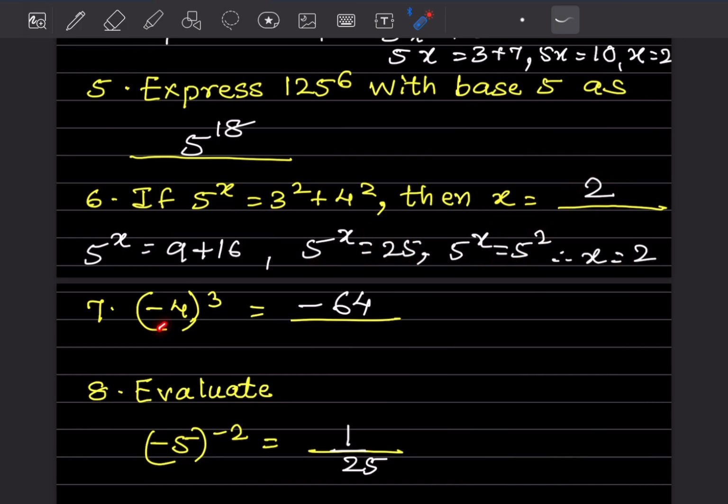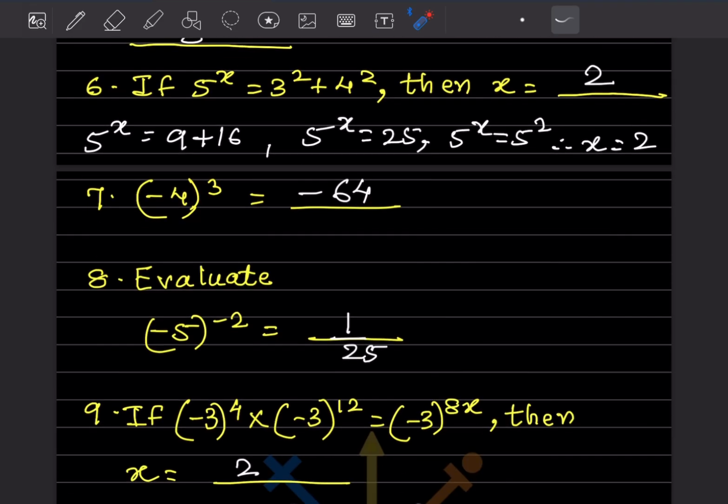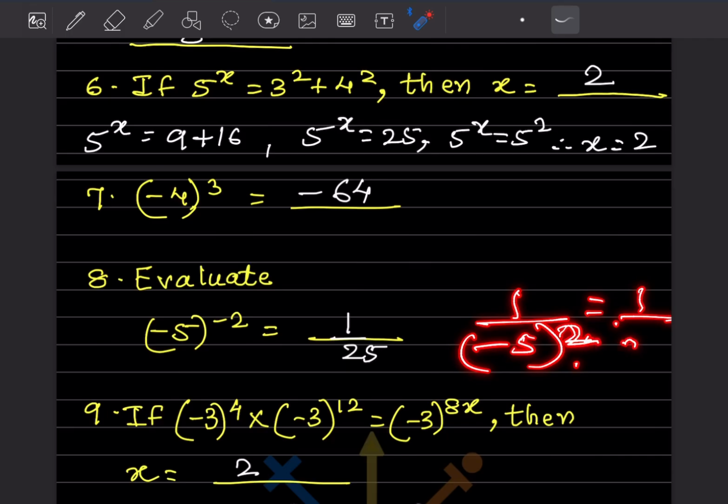Now, as I told you earlier, this is an odd number. So -4 into -4 into -4, that is going to be -64. Now if you are making this positive, that is going to be -5, or you can write here 1 by (-5) raised to 2. So that is going to be 1 by, and this is an even number, so that is going to be positive. 5 square will be 25.